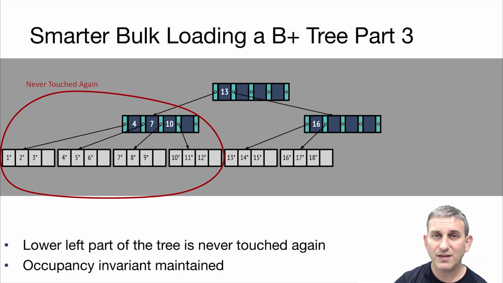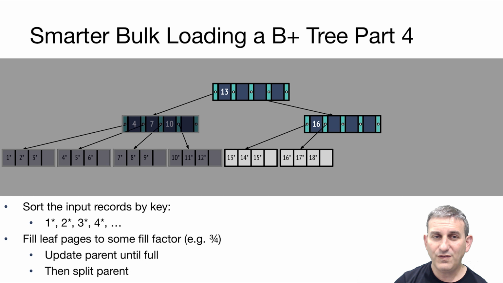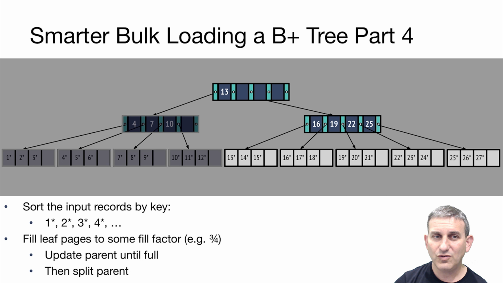Note also that the stuff on the left has its occupancy invariant maintained. The only place where the occupancy invariant is not true is on the far right fringe where we're doing further insertion. Okay, so that stuff on the left is essentially frozen for the bulk loading algorithm. We won't touch it again. And as we insert more things to the right, we'll just keep building the tree.